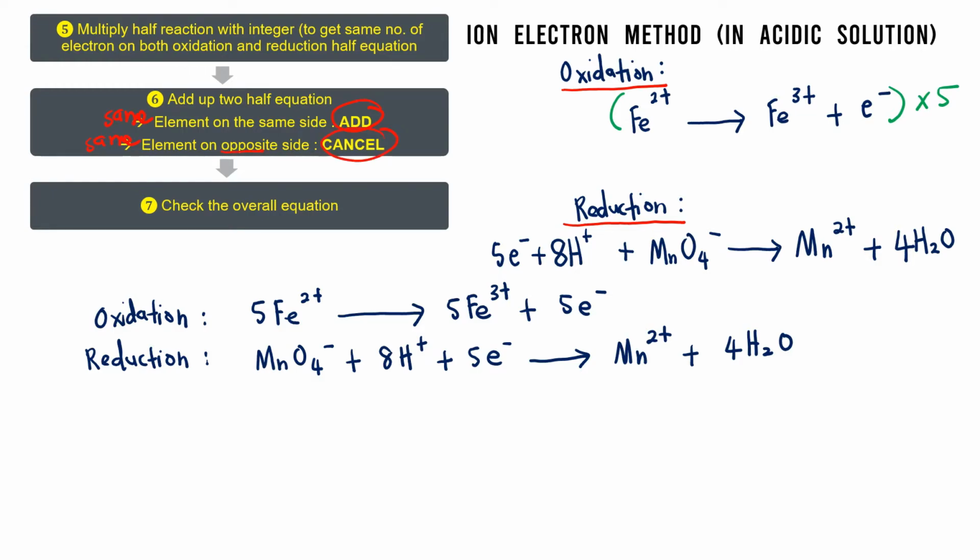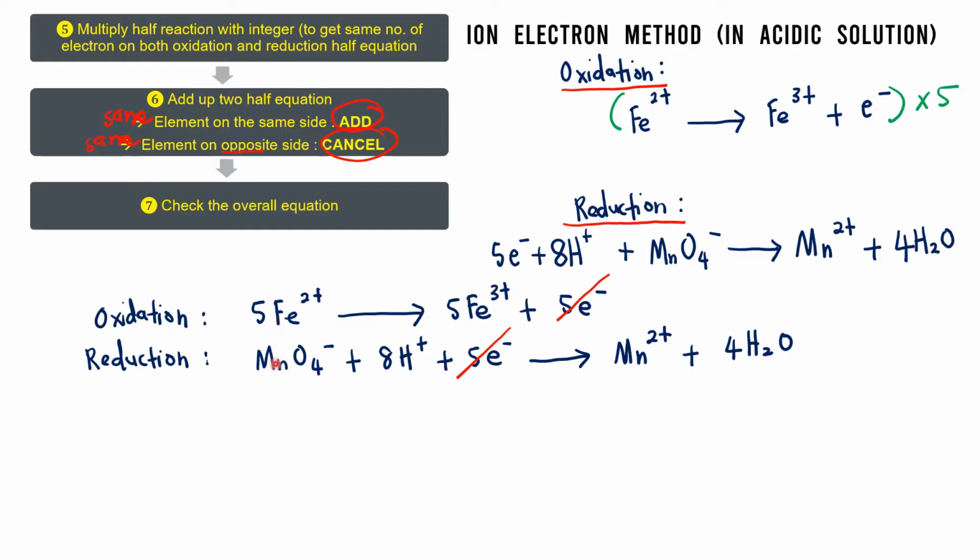So here you can see that in this oxidation and reduction half equations, we have the same number of electrons, 5 electrons di sebelah kanan and 5 electrons di sebelah kiri. Okay, so these are the same benda, tetapi they lie on the opposite side. So bila berada pada opposite side, maka what you have to do is you have to cancel. Okay, we have to cancel.